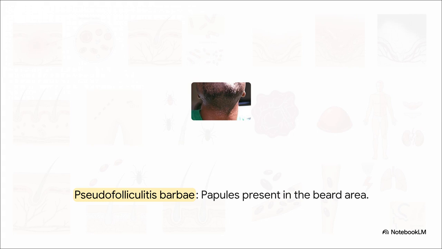Moving to another highly tested presentation, pseudofolliculitis barbae. This shows up as inflammatory papules or pustules in the beard or neck areas. It happens when curved hair is cut short during shaving and then re-enters the skin. That causes a foreign body inflammatory reaction. We see this much more commonly in patients with tightly curled hair. And if it's left unmanaged, complications can include post-inflammatory hyperpigmentation, secondary bacterial infections, and the formation of keloids.